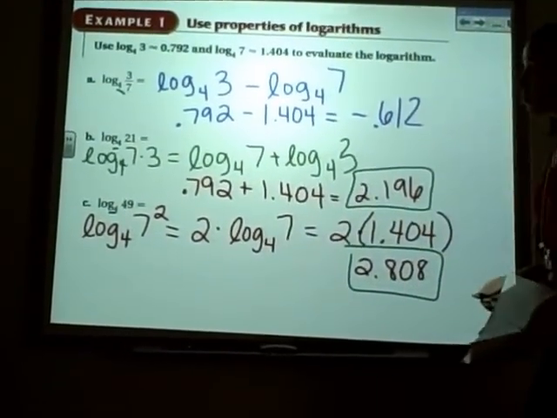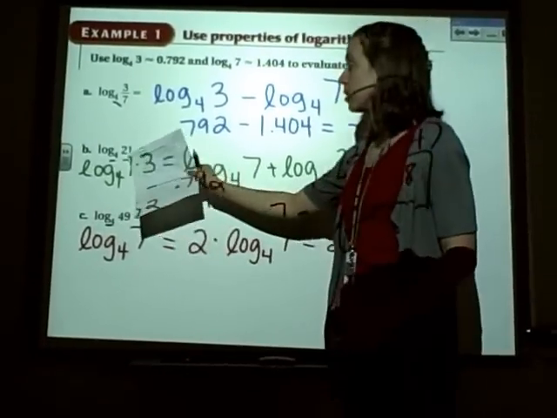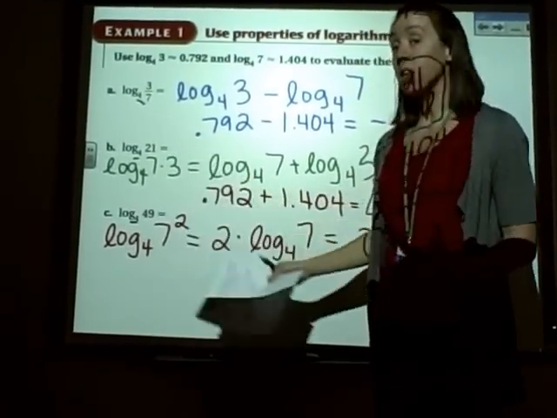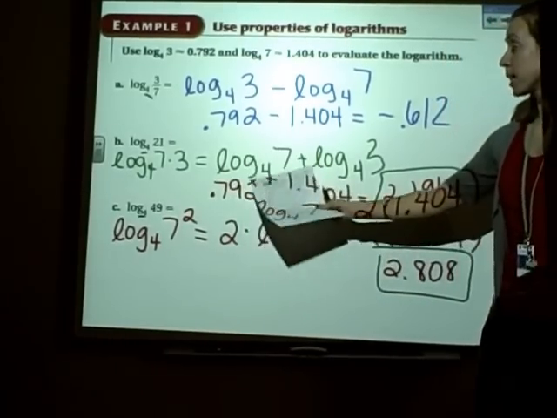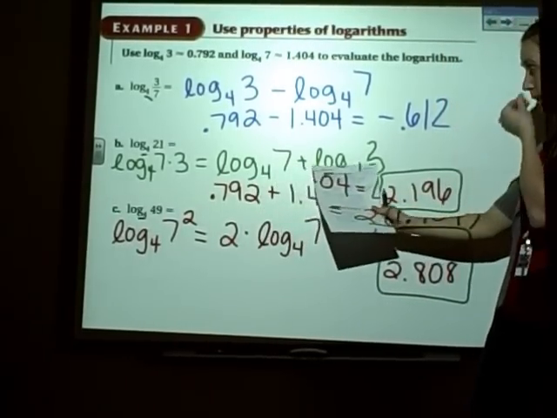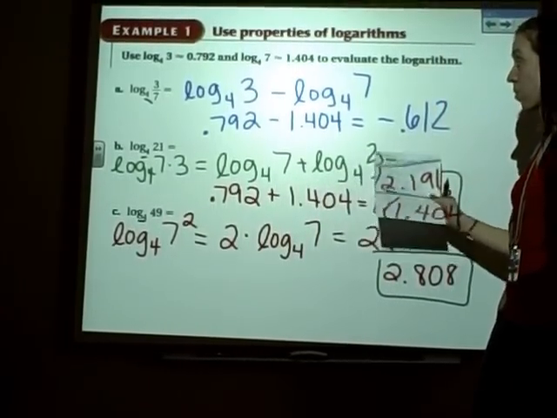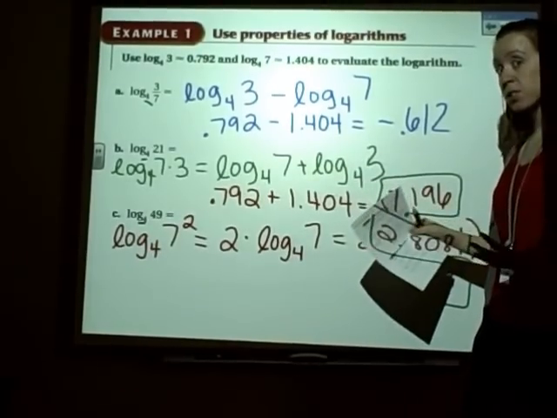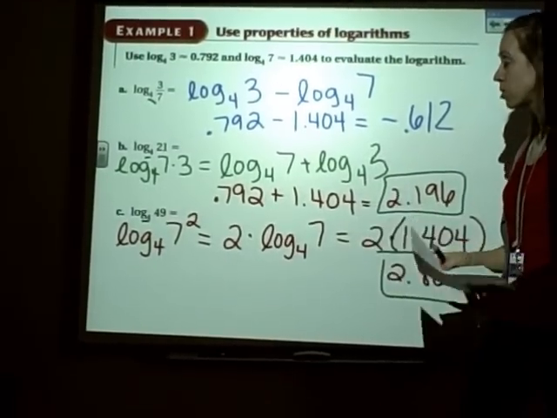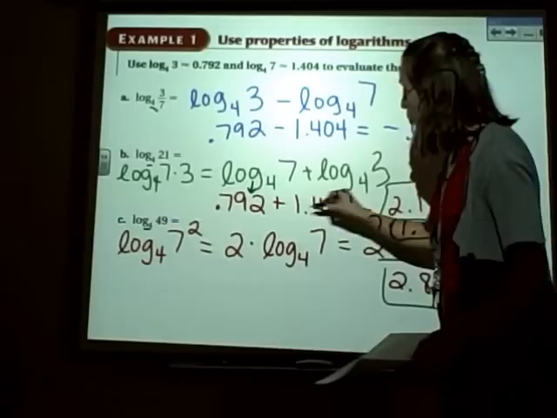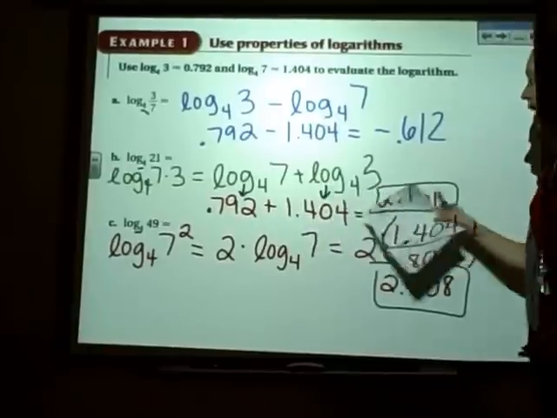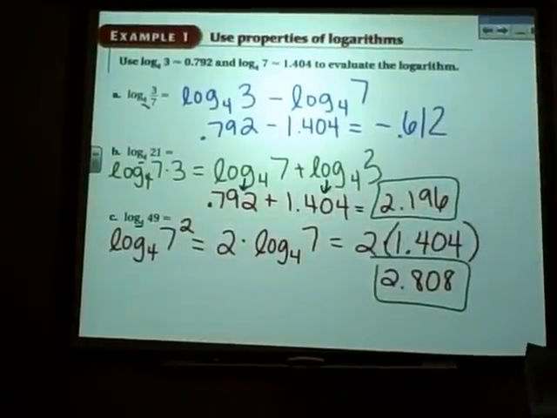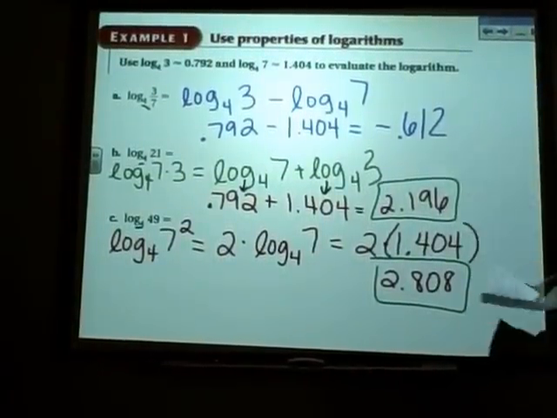Okay? So we rewrote 21 into 7 times 3, because we have a product rule that tells us I can split that up. I can write log base 4 of 7 plus log base 4 of 3. That's the information I'm given. So it's super easy just to plug in what they told me. They told me what those logs equal, and add them up, and you should have gotten 2.196 for the B.